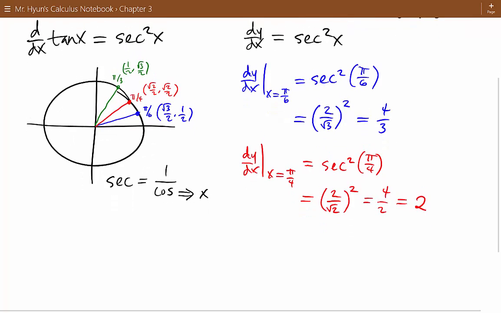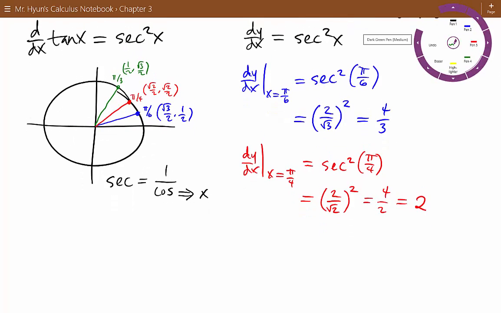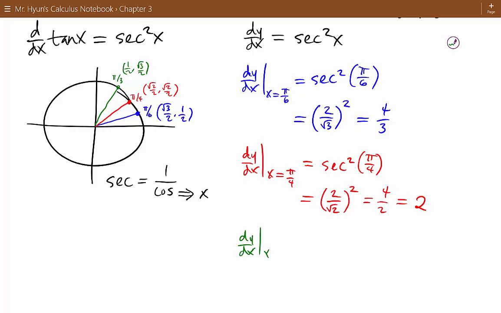Finally, if we wanted to solve this problem at pi over 3, the last radian value that's being requested, let's plug in pi over 3 into this problem, and we'll see what we end up getting. Secant squared evaluated at pi over 3 represents the reciprocal of cosine, quantity squared, and that would be a 1/2 for cosine, therefore a 2 over 1 for the secant value. When you square 2 over 1, you end up getting a 4 as your result.